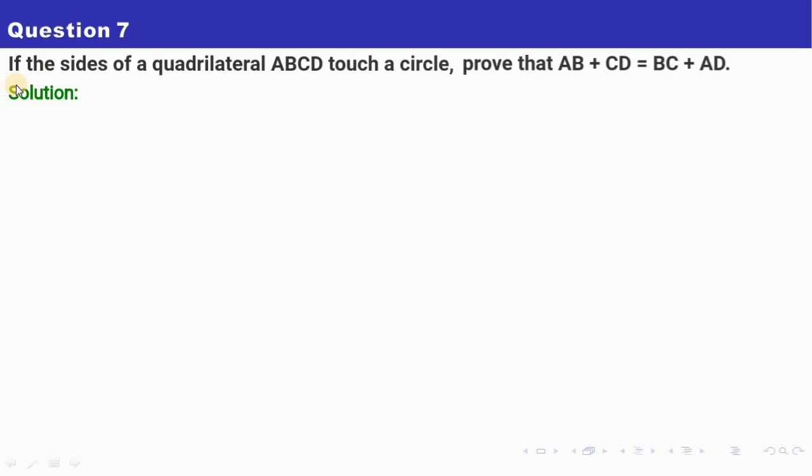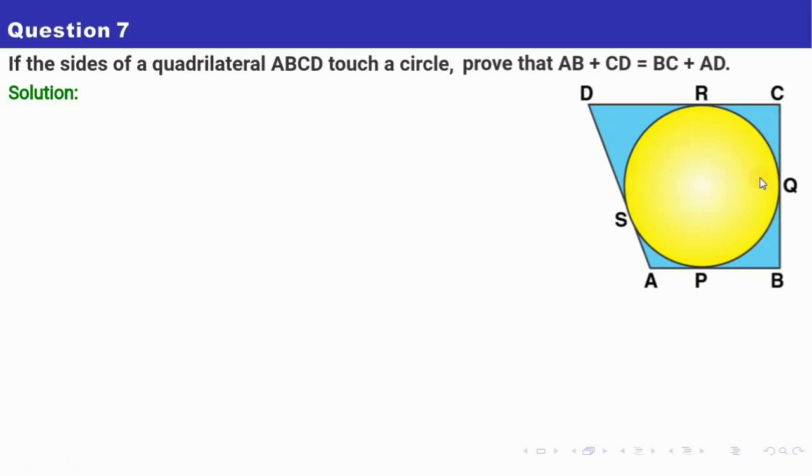So the first question for the day, question number 7, says, if the sides of a quadrilateral ABCD touch a circle, prove that AB plus CD is equal to BC plus DA. There's a circle surrounded by a quadrilateral ABCD, and each side of the quadrilateral touches the circle.